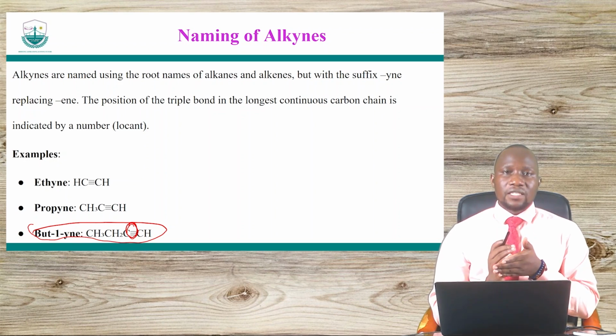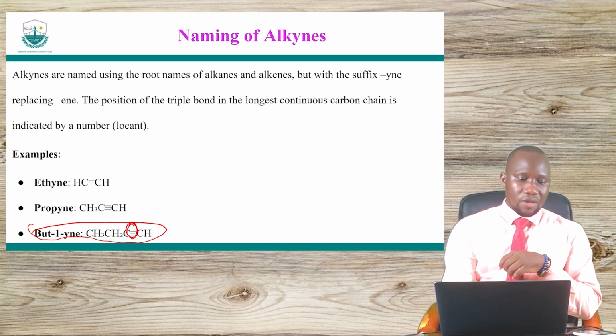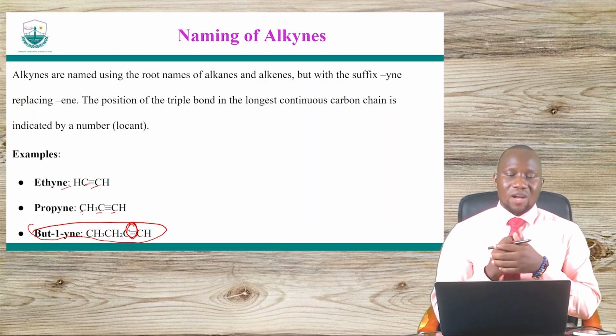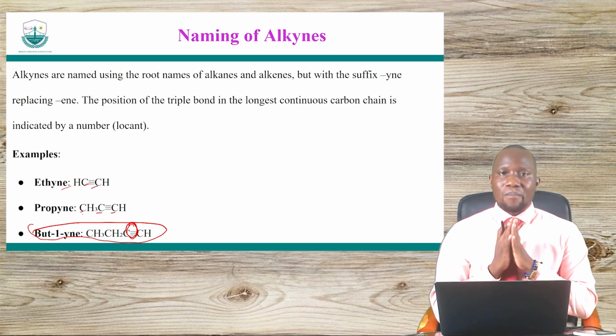So butyne, propyne, and then which other one? Okay, and we talked about ethyne, right? Yes. So ethyne will be 2 carbons, propyne 3, butyne with 4 carbon atoms, right? Yes. So how do we name them? The same rules apply. Okay.